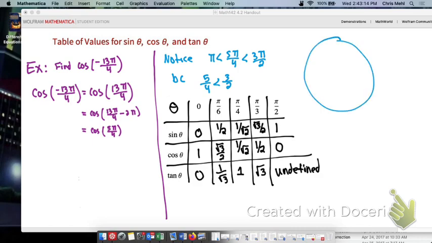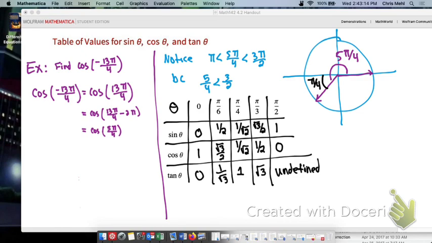So let me draw a picture of the unit circle. I know my angle now, 5 pi over 4, is in this quadrant. So there's my 5 pi over 4 angle. Now we're going to use some symmetry here. The first thing I want you to notice is that if halfway around the circle is pi, and we're going 5 pi over 4 to get to the angle, this small angle right here has to be pi over 4.